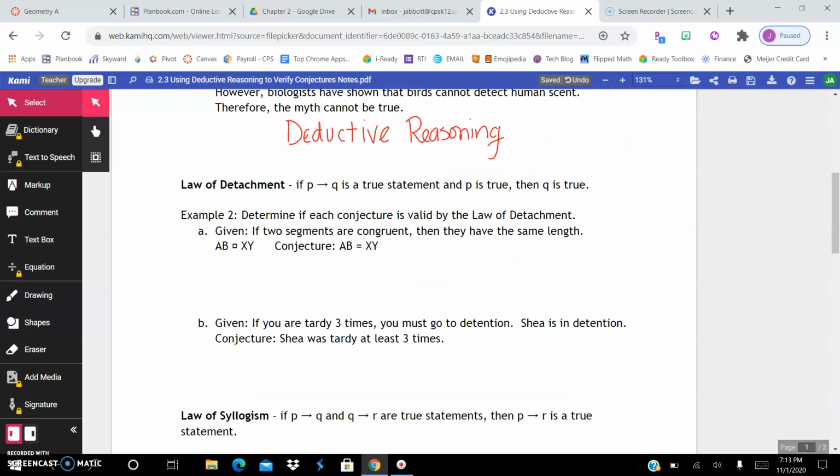Then we're going to talk about the law of detachment. So if you have the if P then Q statement that is true, and P is true, then Q is true. So example 2, determine if each conjecture is valid by the law of detachment. So we are given that if two segments are congruent, then they have the same length.